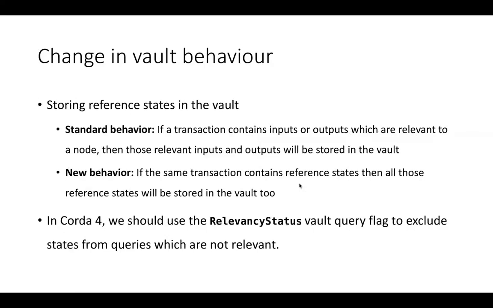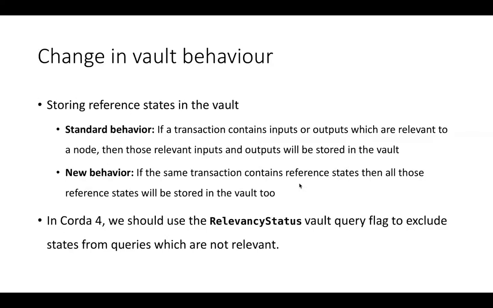But the new behavior with reference states is such that if there is at least one input or output in the transaction that is considered relevant to the node, then the node recording that input or output will also record all of the reference states in that transaction as well. And the intuition behind this is such that if you need to use a reference state to discern whether a transaction is valid, then you should probably have that reference state in your vault as well, so you can recall it at some point and see what was in it.